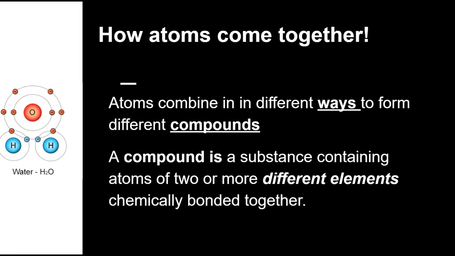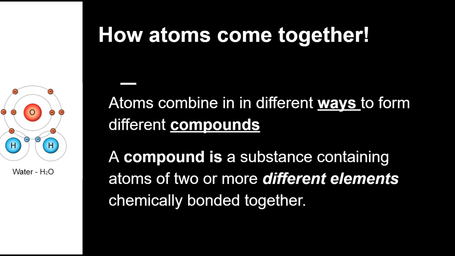Now we need to discuss a little bit how atoms come together, because we know atoms just don't sit by themselves all over the place. They're always coming together. This is called bonding, and we're going to talk a little bit about that later. Atoms combine in different ways to form something called compounds. A compound is a substance that has atoms of 2 or more different kinds of elements that are chemically bonded together. Look at our picture here on the screen.